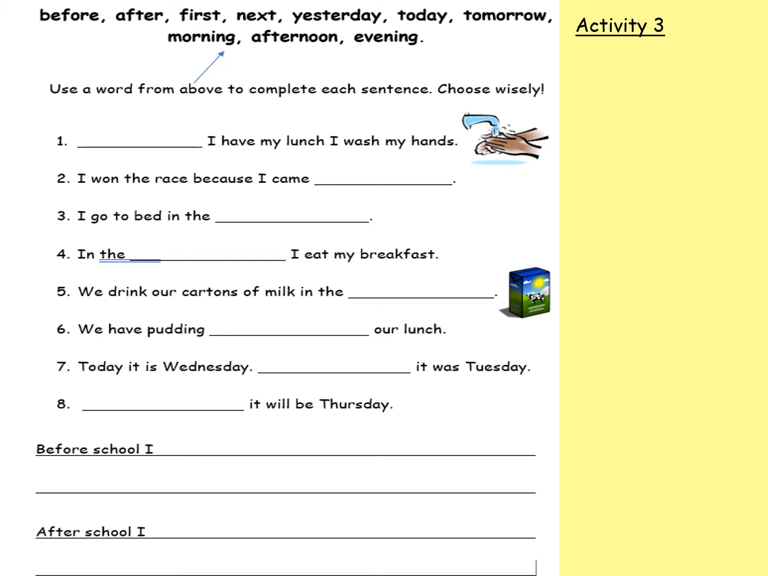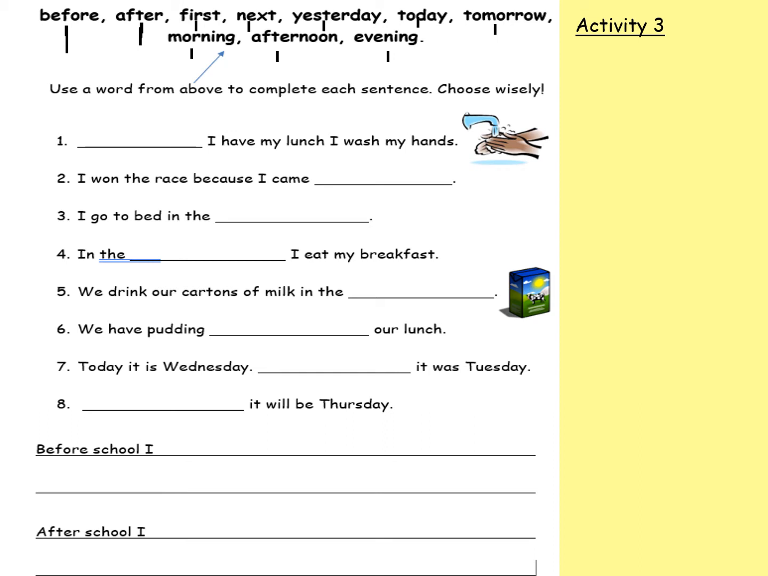And again, you can print it off if you want to do it at home, or if you'll be doing it in school. Or if you're doing it with the screen, you can say the answers. So at the top, we've got some more time vocabulary. And vocabulary means words. Let's have a look at the time words that we've got. We've got before, after, first, next, yesterday, today, tomorrow, morning, afternoon, evening. So they're all time words because they are telling us when something was happening, or when. So they call them time words, time vocabulary.